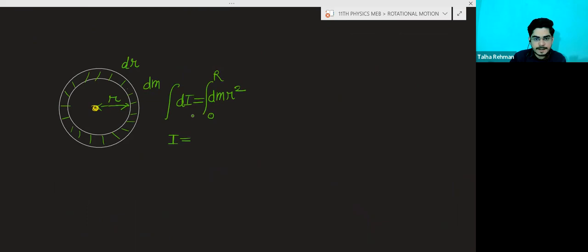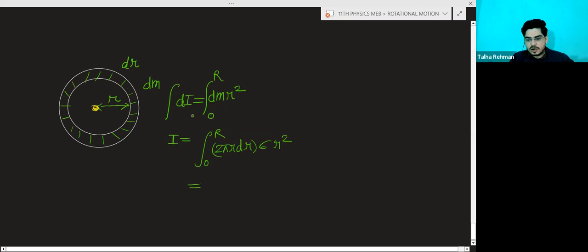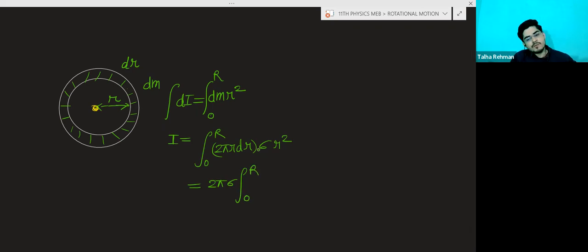So now put the value of dm. So it is 0 to r. What is dm? 2 pi into r into dr into r square. Okay. Now integration is there. Out of the integration, we will take constant terms. So 2 pi is constant and sigma is constant. So you can write 2 pi into sigma, and you will do the integration from 0 to r, and what we will have is r cube into dr.